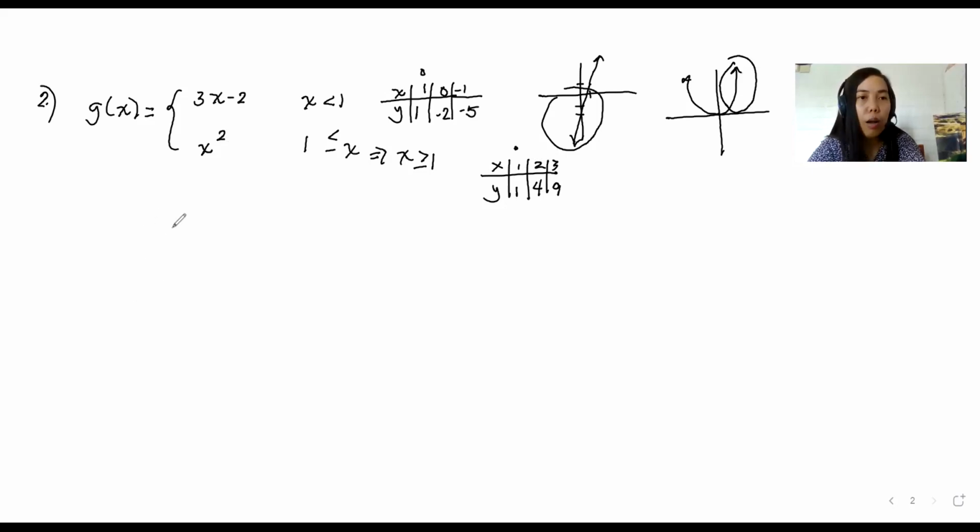So when we graph it, we need to graph the piecewise function in one Cartesian plane. So we'll just plot the points. So we have 1, 1. And it's open. 0, negative 2.